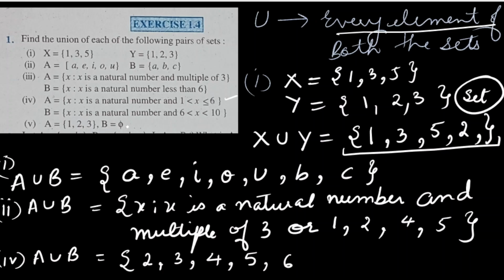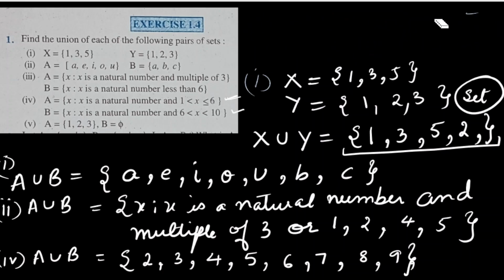And what is the set B? B is a natural number, x is a natural number such that x is greater than 6. So greater than 6 is 7, 8, 9. See, x is less than 10, so less than 10 means we don't have to include 10. So A union B, in this case, is 2, 3, 4, 5, 6, 7, 8 and 9. See, we have to consider all the elements of A and all the elements of B.